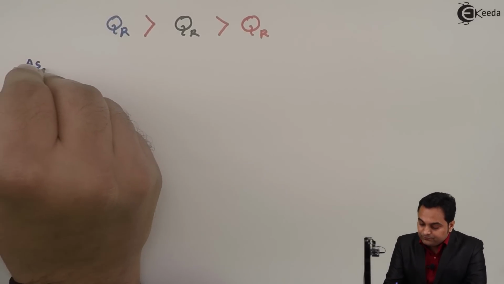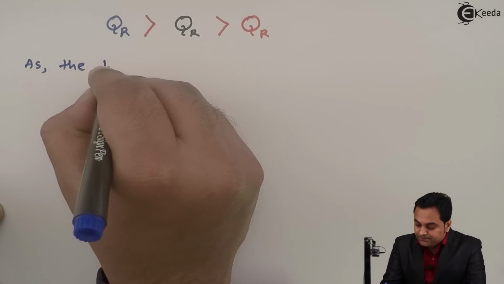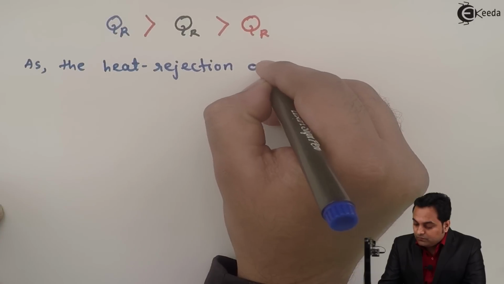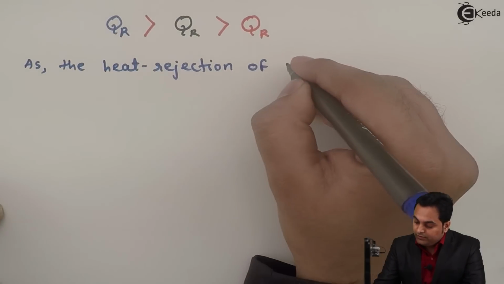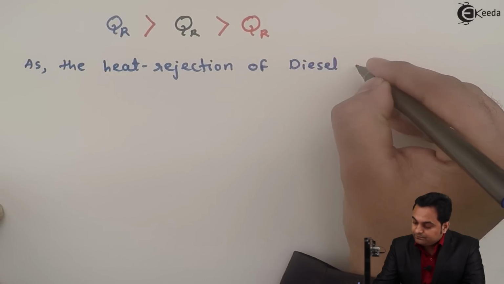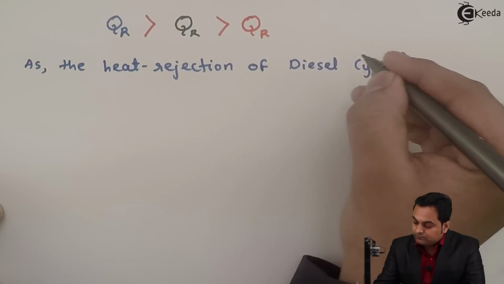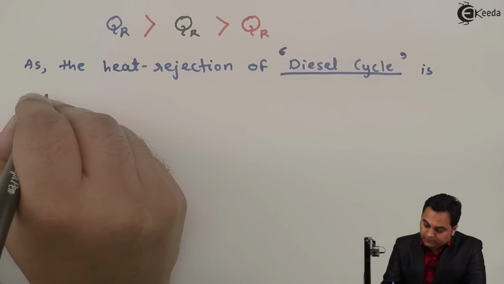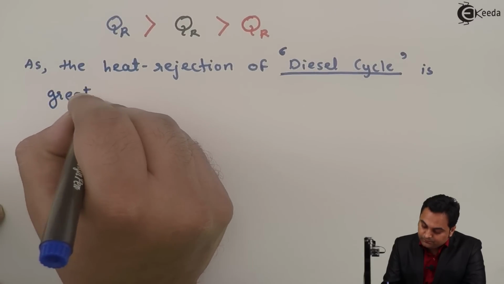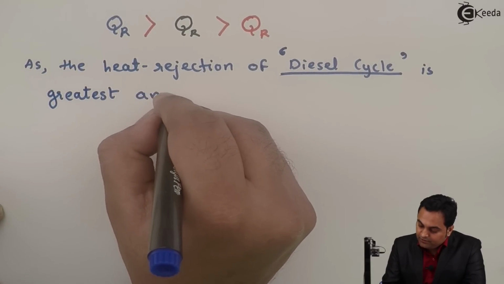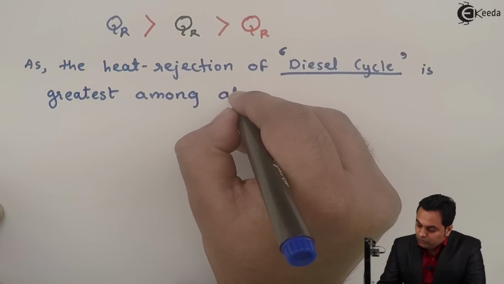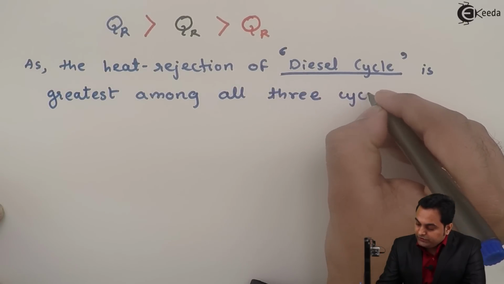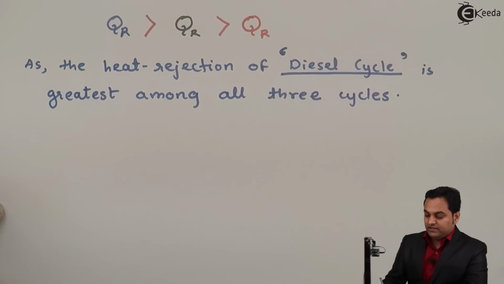So we can say that the heat rejection of the diesel cycle is greatest among all three, that is, Otto, diesel and dual cycles, all three cycles.